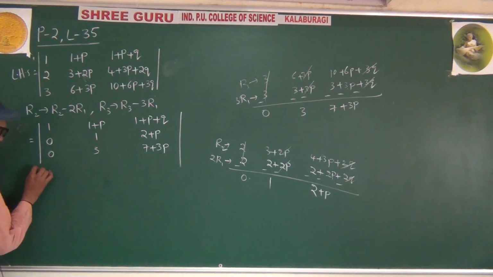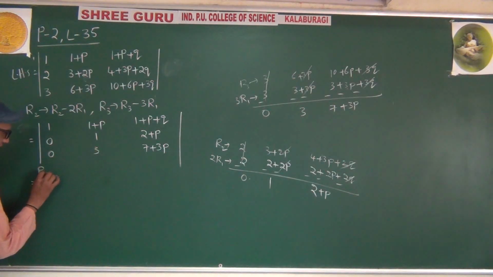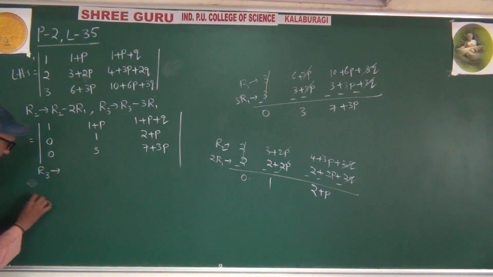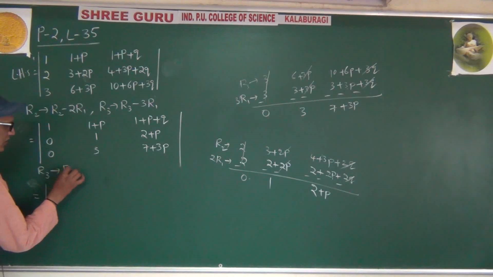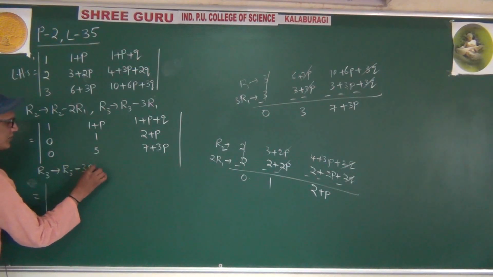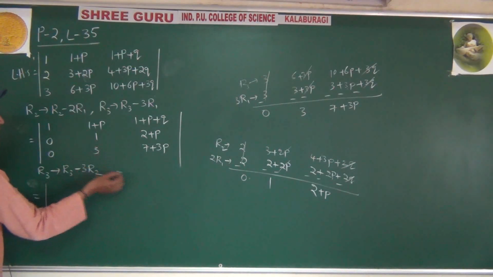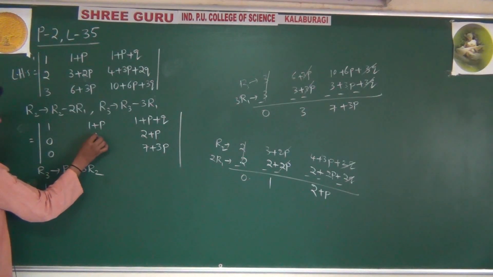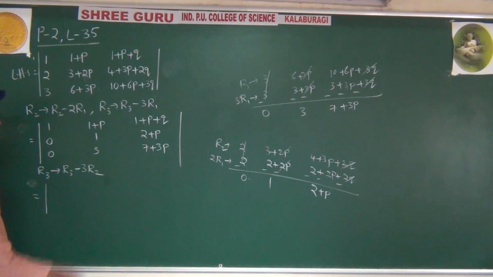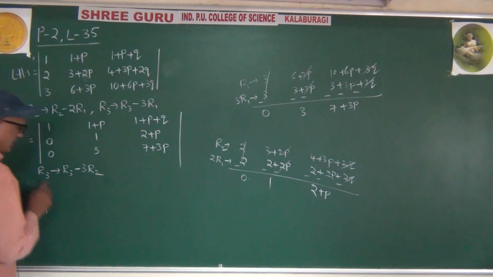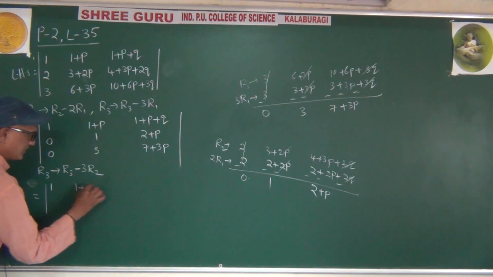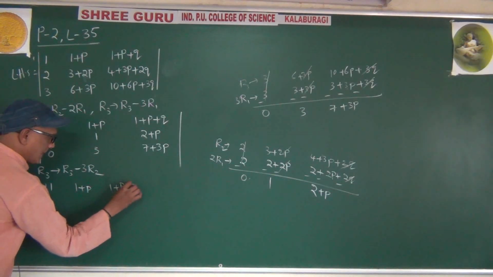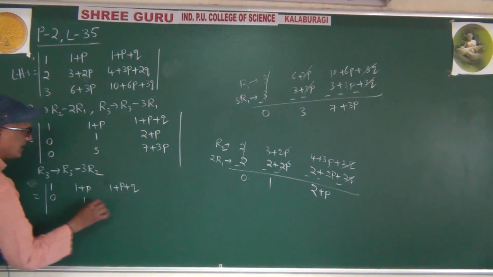How to make it 0? Let's see where it is. It is in the third row. Third row we have to change. Third row minus 3R2. 3 into 1 is 3, 3 minus 3 is 0. I will write the simplification. Third row we are changing. First row as it is. Second row as it is.